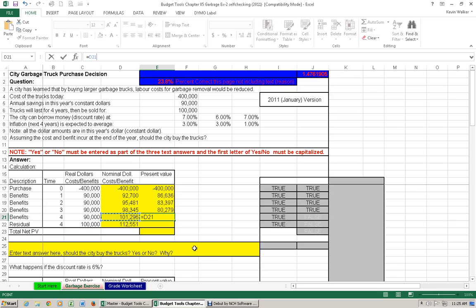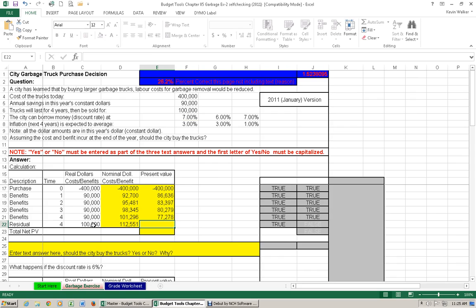Want to know what that 101,296 value is? So remember, at 4 years down the road, when you take into account inflation, this has now gone up $101,000. 1 plus the rate at which the city is able to borrow the money, raised to the power of 4.